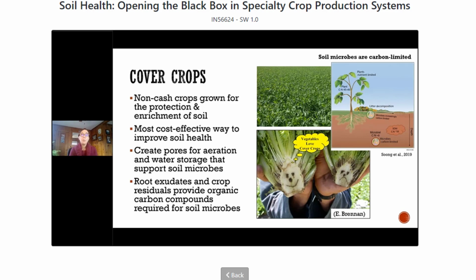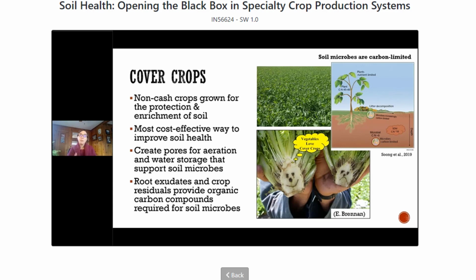But probably even more importantly, the cover crop is providing carbon compounds to the microbes, both through the root exudates, the photosynthates that the cover crop is generating. Some of those are leaking out of the root system, and then it's the residue of those cover crops that go back into the soil.